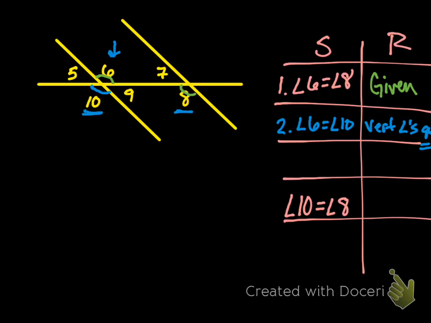Now, we're looking up here at our given again, and at our second step, and we're trying to see what we need to prove. So angle 6 is equal to angle 8. Angle 6 is also equal to angle 10 in step 2. So that means we can substitute and say that angle 10 equals angle 8, and we're going to call that step 3.